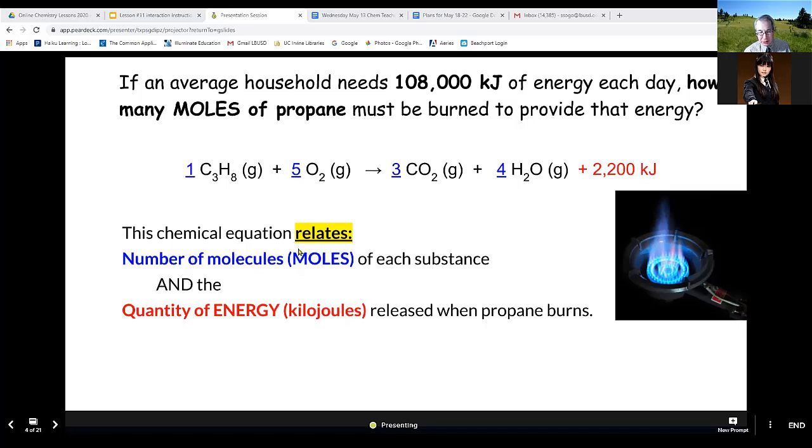And that can also be expressed as how many moles. So try to clearly see the connection between moles and molecules. Moles. And the quantity of energy, I wrote it in red, so it looks to you like energy, I hope. It's kilojoules. So with this, we can answer the question above, just with the chemical equation.